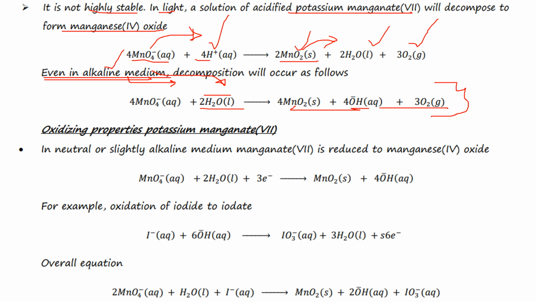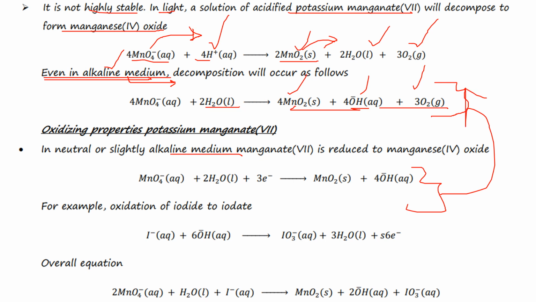So the general equation, when you place it in an alkaline medium, it's also going to decompose, forming brown solids of hydrated manganese 4 oxide. Manganese 4 oxide, when it's anhydrous, is black, but when it's hydrated, it's brown in color, together with hydroxide and oxygen gas. Now, the other oxidizing properties of the manganese 7 ions that you are going to look at are going to include the following. So in neutral or alkaline medium, manganese 7 is going to be reduced to manganese 4 oxide, which I've already talked about earlier on above here.